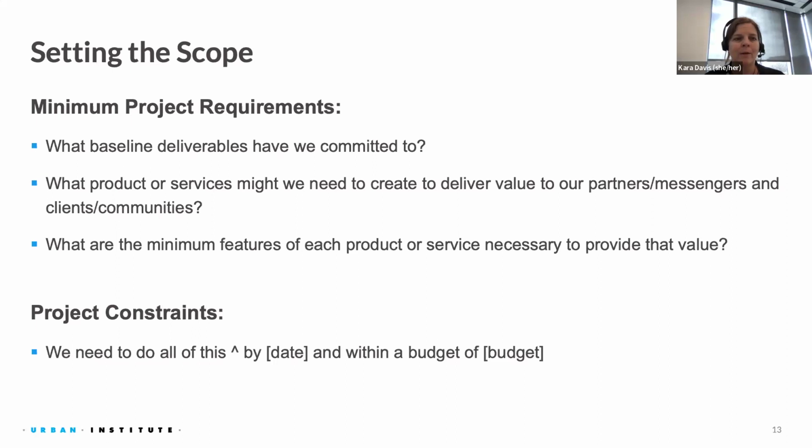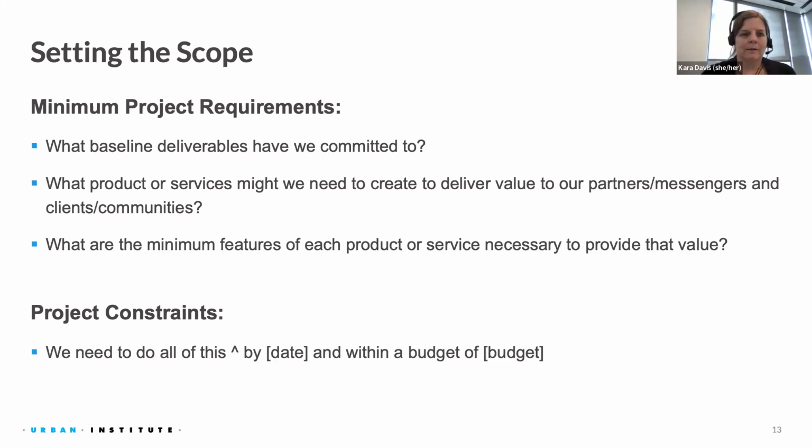And then think about the minimum features of each product or service that's necessary to provide the value, right? We know that we have constraints. We all have to do things within a certain timeline and within a budget. If we want a successful project, we're trying to make sure that it delivers the value that we think is needed. So thinking about those really key pieces of whatever we're building to meet that need is important when you set the scope.